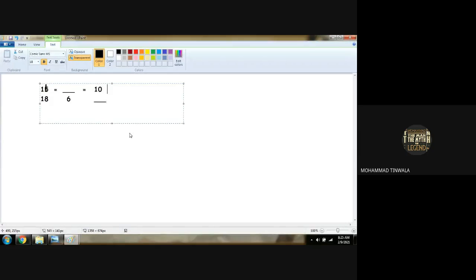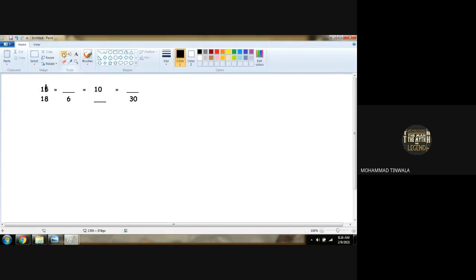10 is equal to dash upon 30. Is it all clear? The question is clear to all of you? Yes, sir. 15 upon 18, dash upon 6, 10 upon dash, dash upon 30. Now, are all these equal signs given? We have to check here. The question is, are these equivalent ratios or not?